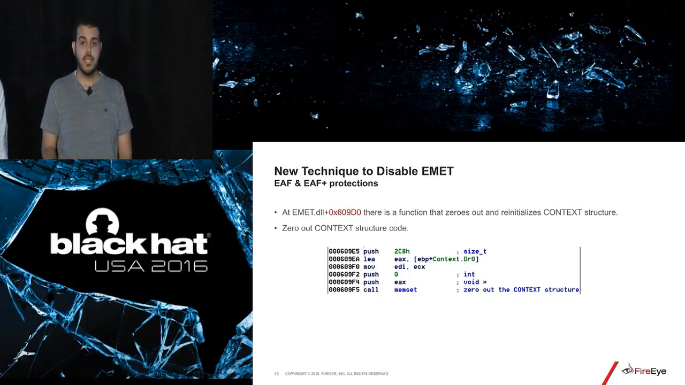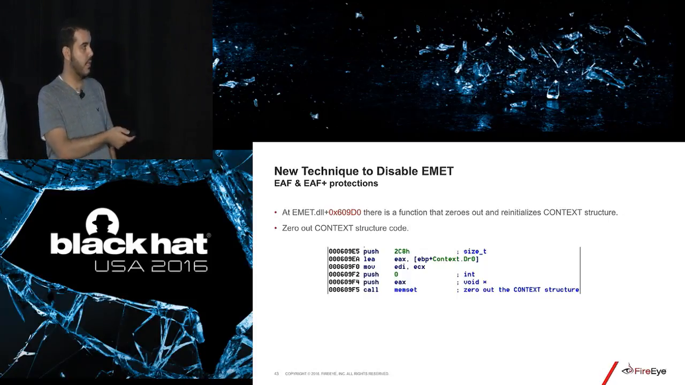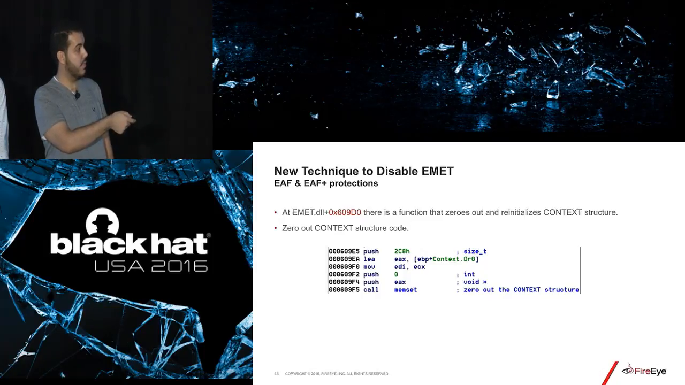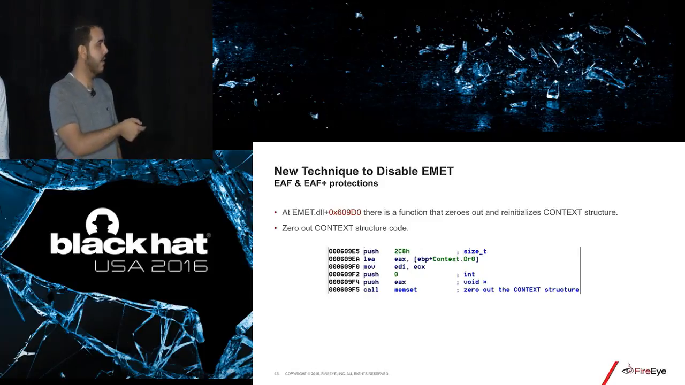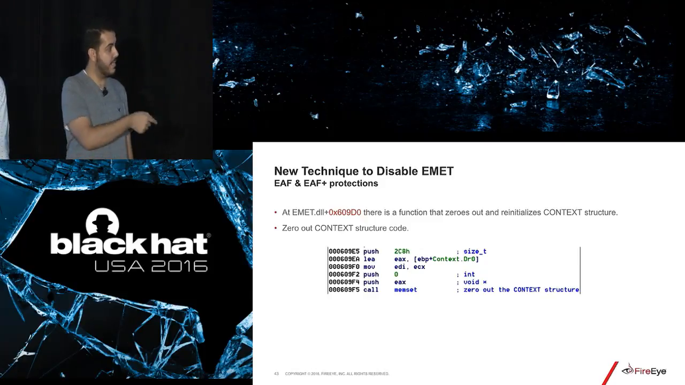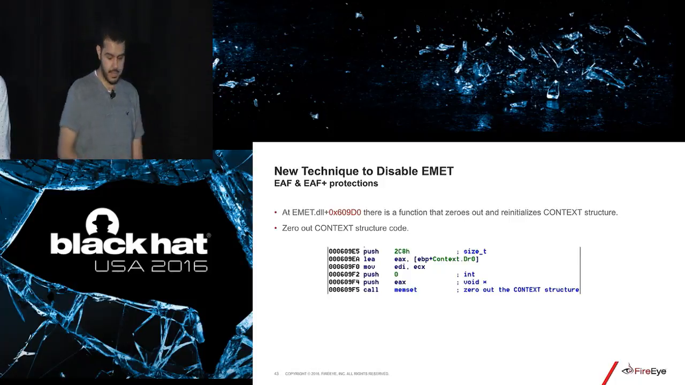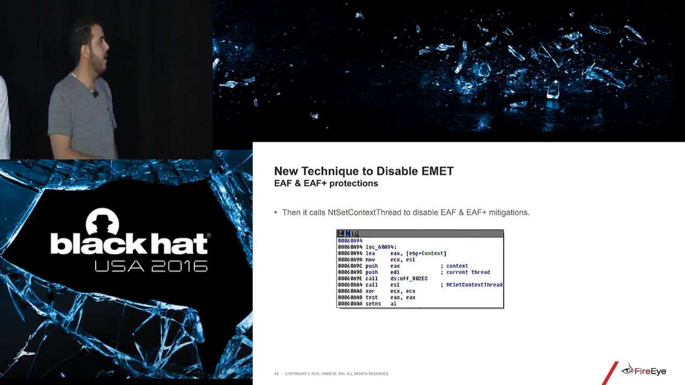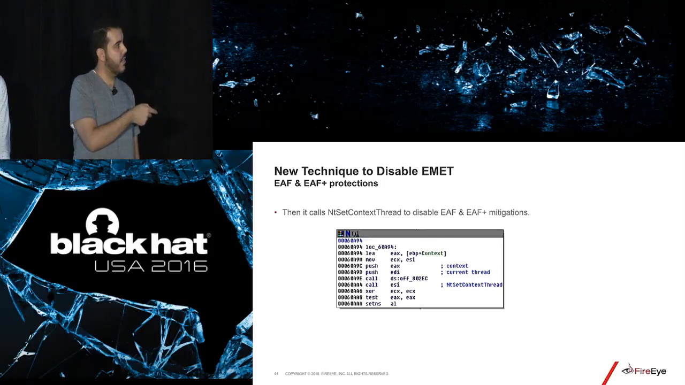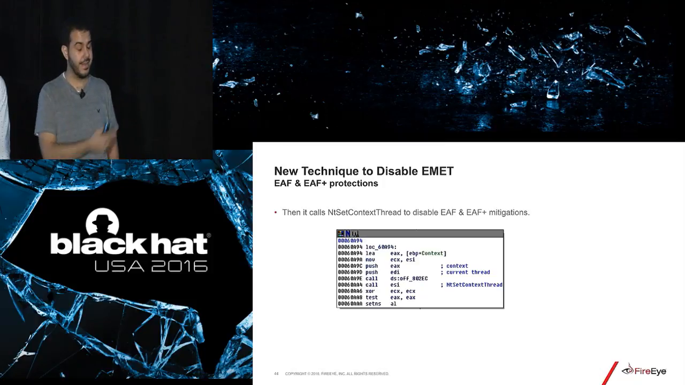To disable the EAF protection, which uses the debugging registers, EMET continues with the unloading code. At this offset of the EMET DLL, EMET zeroes out the context structure we discussed earlier, using memset. And then EMET calls NtSetContextThread to set that zeroed-out context to the current thread, to make it effective and disable the EAF protection.